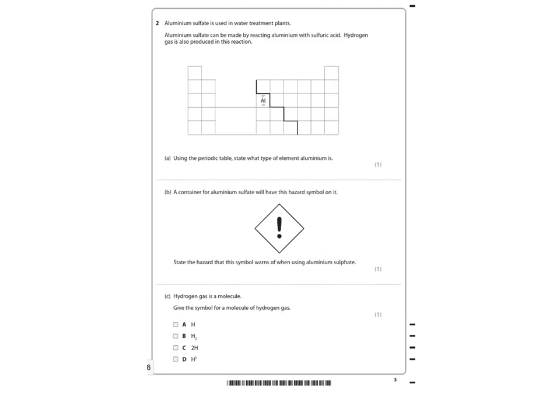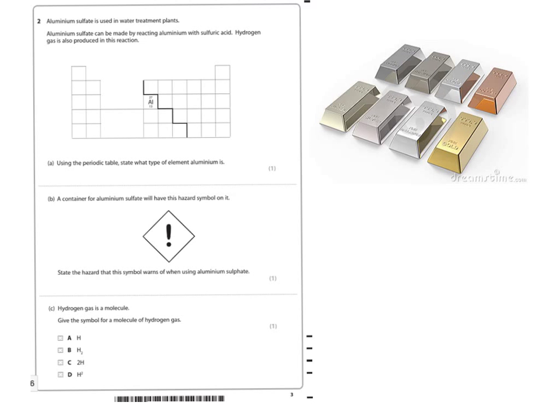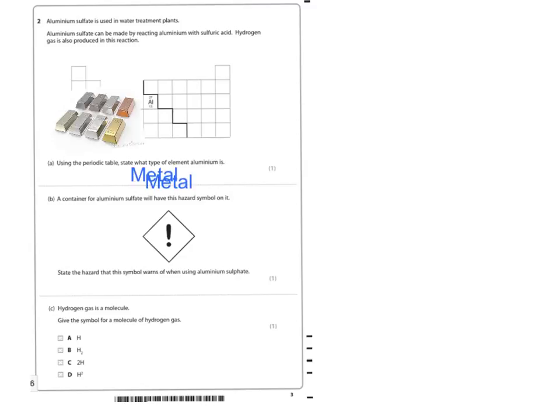Question 2 relies on knowing where metals and non-metals are in the periodic table. Apart from gold and copper, which are kind of a yellowy brown colour, all metals are silvery. Metals are found to the left hand side of the zigzag line starting in period 3 of the periodic table. Most elements are metals, so aluminium is a metal.